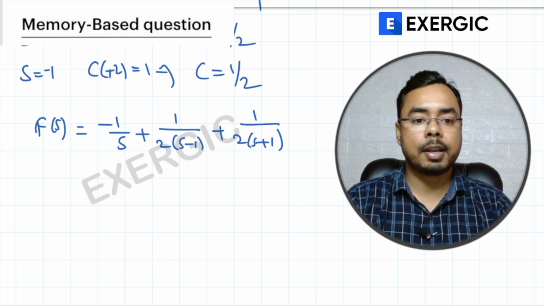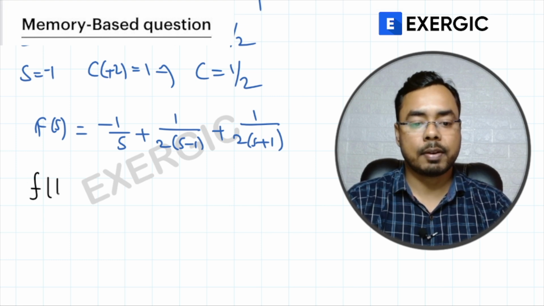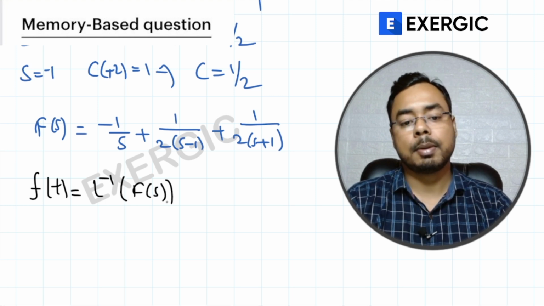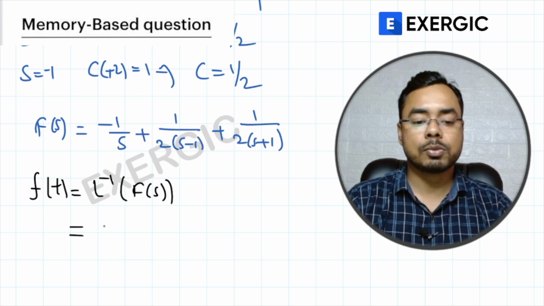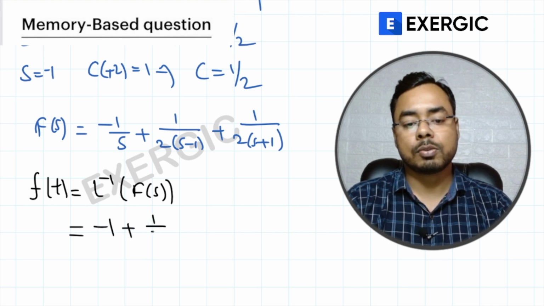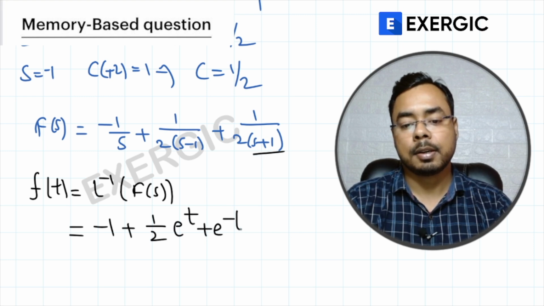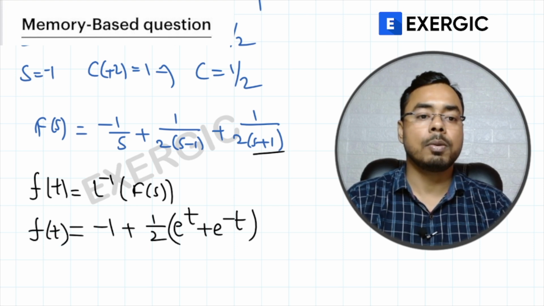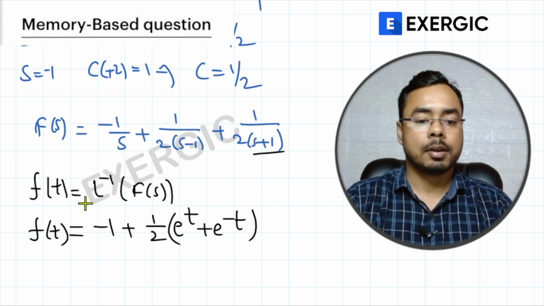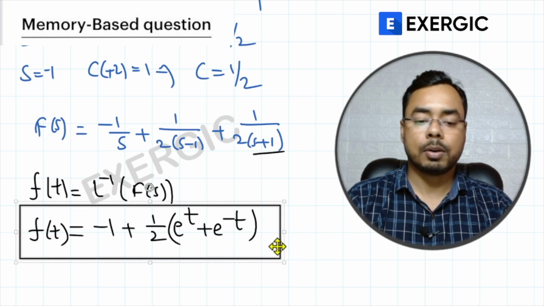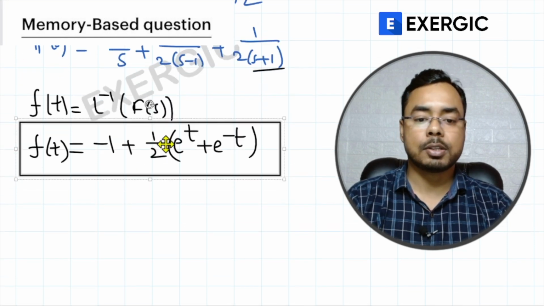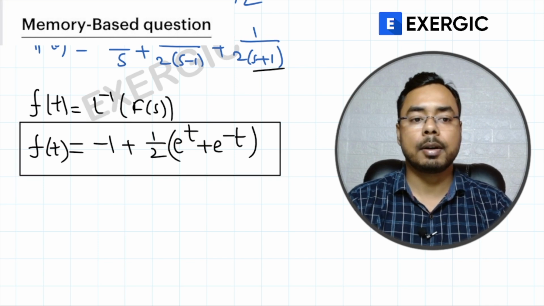Now f of t, which is the inverse transform of F of s, will be nothing but the inverse transform of minus 1 by s, which is minus 1, plus 1 upon 2 into e to the power t, and from here you will get e to the power minus t. So this is one possible answer, f of t equals minus 1 plus 1 by 2 into e to the power t plus e to the power minus t. Again, that will depend on what options are given.